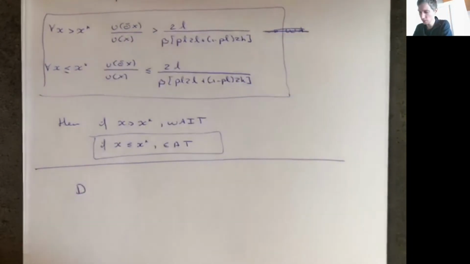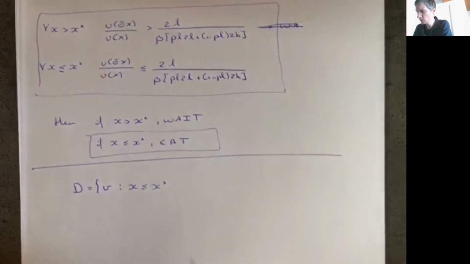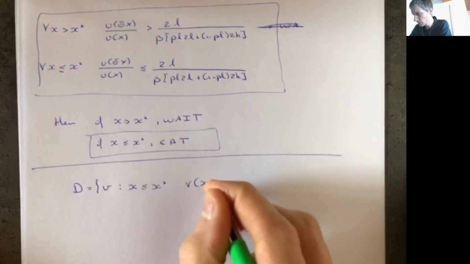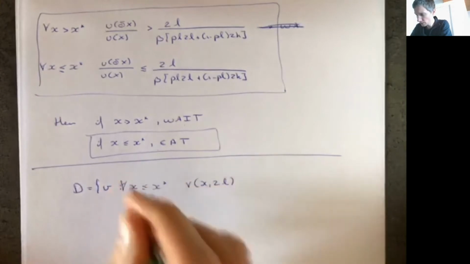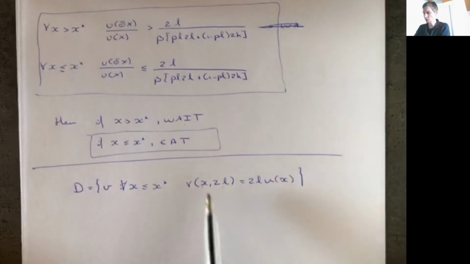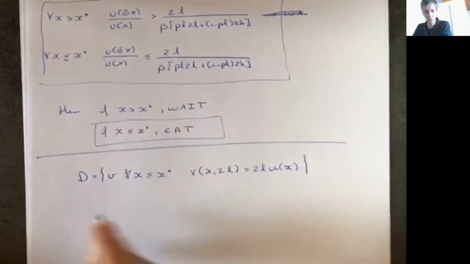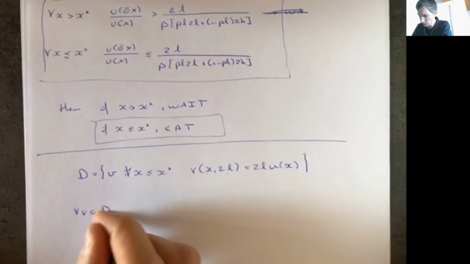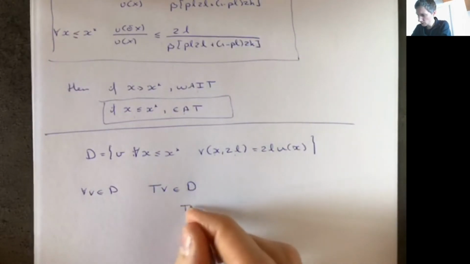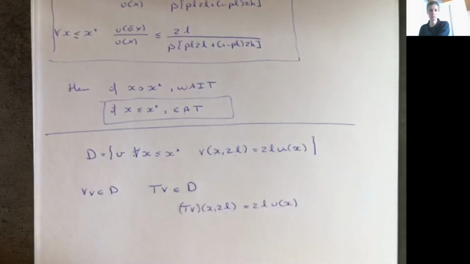So we're going to consider a set D of functions v such that if x is smaller or equal to x star, then it will be optimal to eat. So we're going to require that for all x smaller than x star, v of x ZL is equal to ZL u of x. Okay, because I know that if this holds, then it will indeed be optimal to eat. So what I need to show is that for all v in D, T of v is also in D. In particular, TV of x ZL is equal to ZL u of x. This is what I need to show.